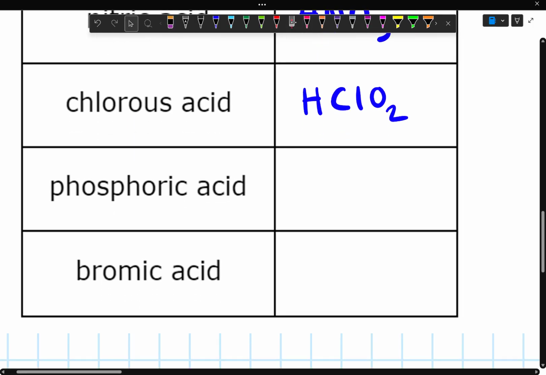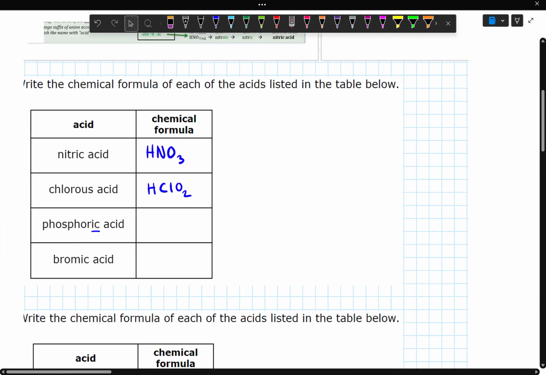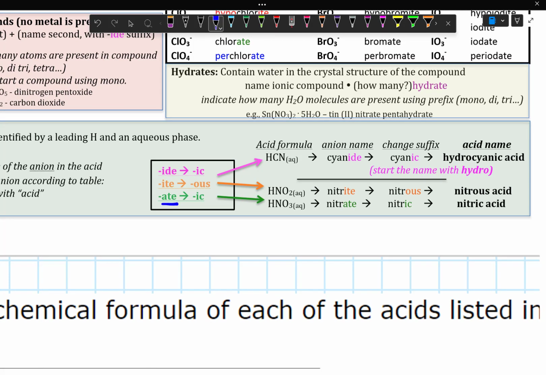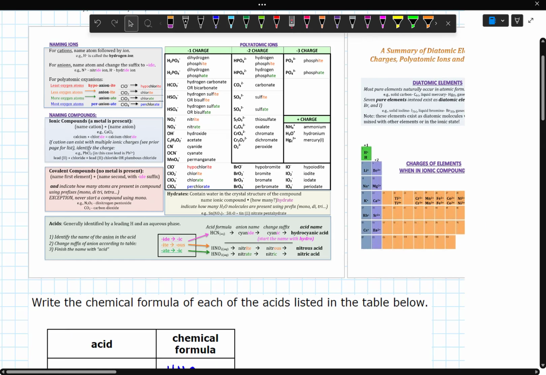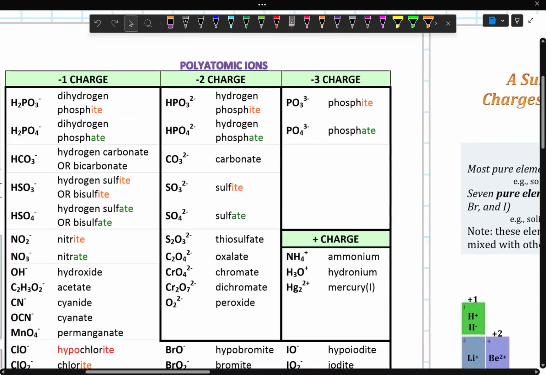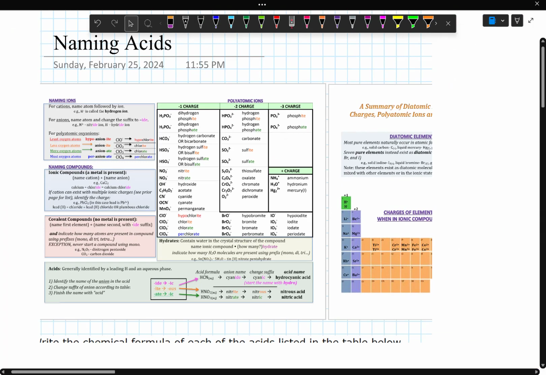Moving on to phosphoric acid, we have an ic suffix. So in this case we're going to be dealing with an ate. I know this because it's not phosphide we're dealing with, we're dealing with phosphate, which can be found here. Phosphate is PO4, and it has a -3 charge.